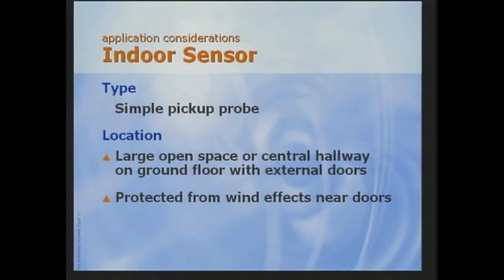The indoor pressure sensor can be a simple static pickup probe. The indoor pressure sensing probe needs to be located so it does not pick up wind effects near the doors. A large open space or a central hallway is a good location. It is typically located on the ground floor or any floor with external doors because the effects of over and under pressurization are most noticeable there.